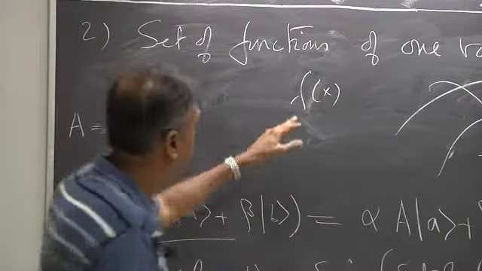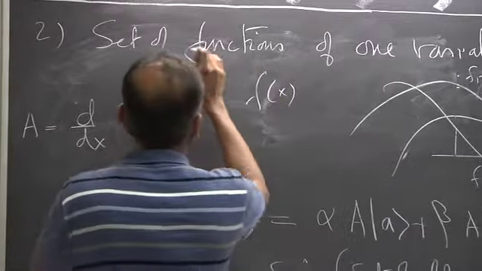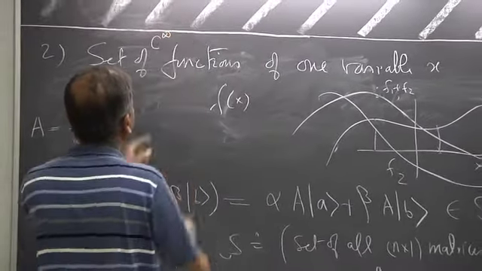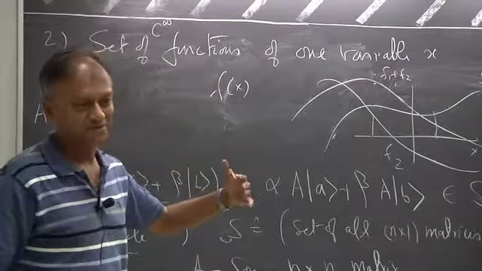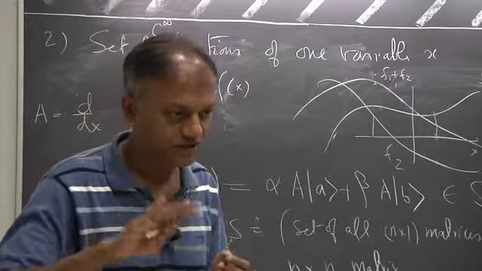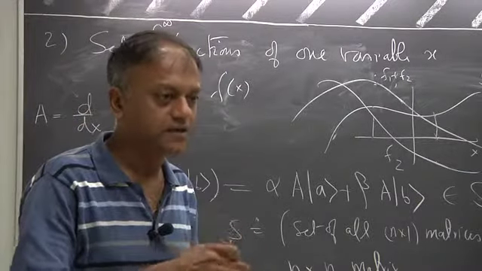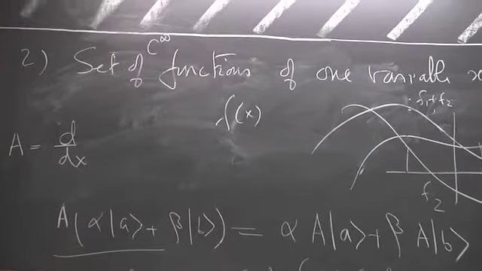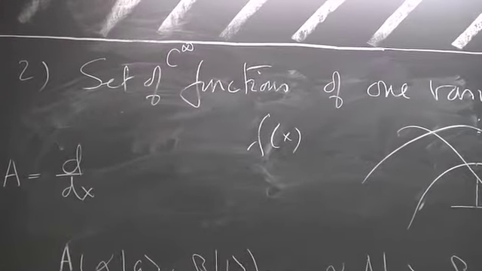Okay. So let me assume that these are a set of what they call C infinity functions. What it means is differentiable any number of times. So it's very, very smooth functions. There is no discontinuity. So even the first derivative has no discontinuity and so on. So all derivatives are defined.